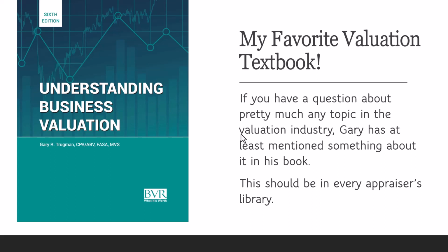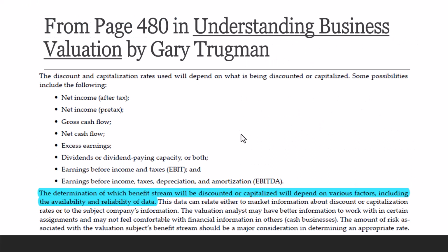But while I'm talking about options and things, this is my favorite textbook. Gary Trugman just explains valuation theory and techniques in English. If you don't have his book in your library, you should get it. The 6th edition is the most recent one out. But from that particular textbook, I want to point out this section here. As I mentioned a while ago, some of those options that we use for calculating value are not all applicable to the same income stream. And here it is from Gary Trugman.